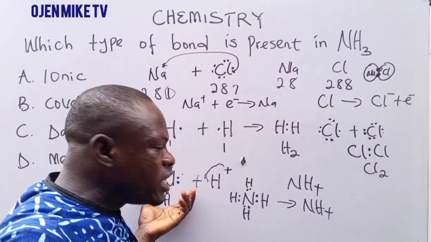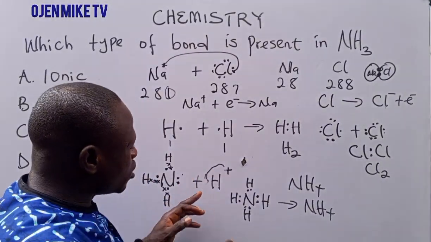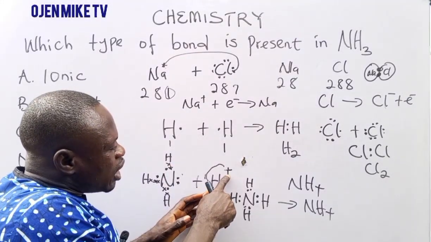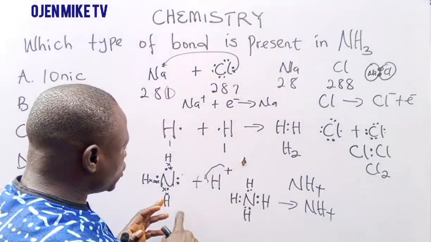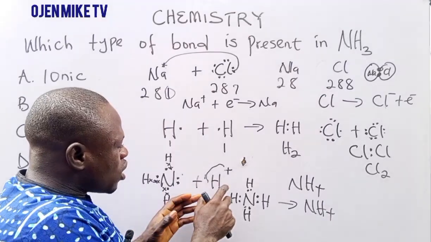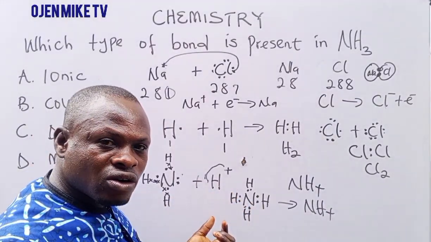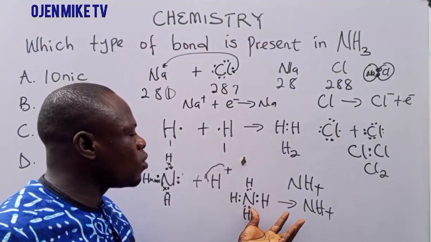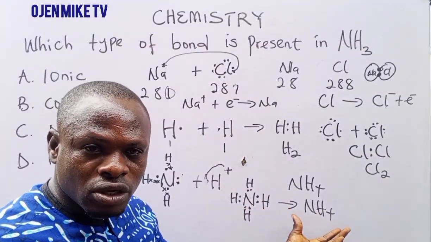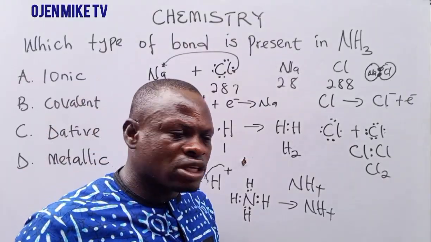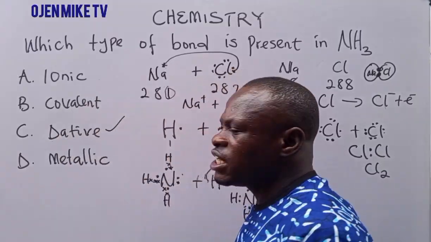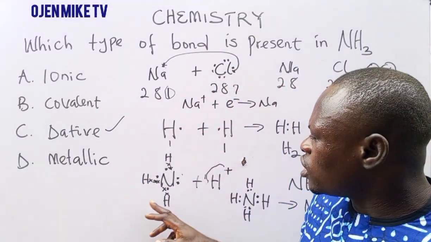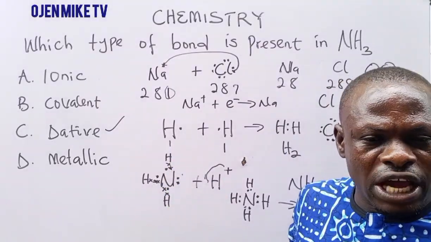Ammonia here donates 1 electron. Since it donates 1 electron, ammonia donates the electron and hydrogen receives the electron. You get that? So both of them now form what we call ammonium. That is dative bonding. So our answer is dative. It's commonly seen in ammonia to ammonium.